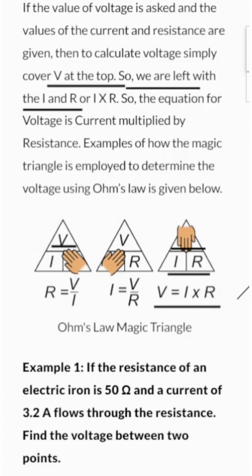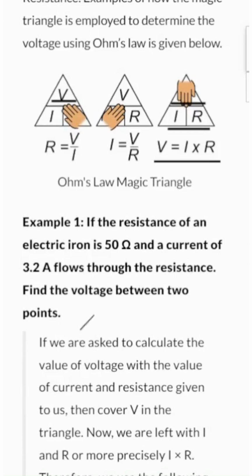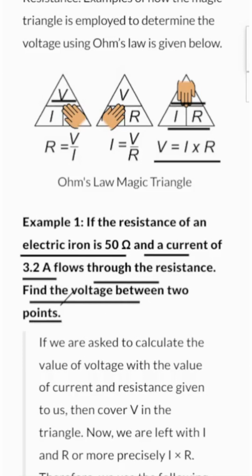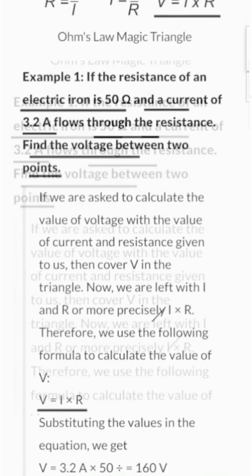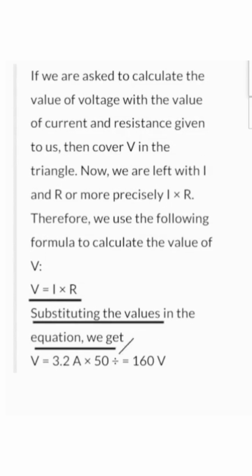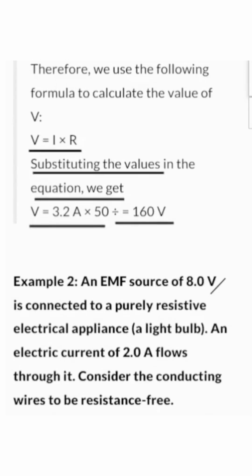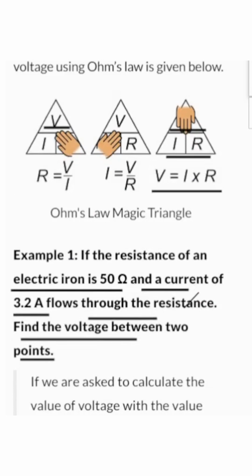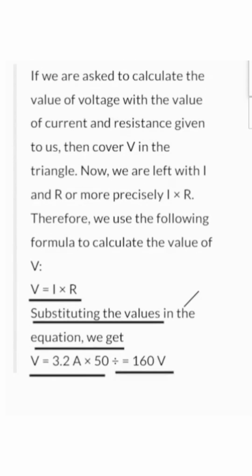Let's apply the magic triangle to a real-world situation. Say we have an electric iron with a resistance of 50 ohms and a current of 3.2 amperes flowing through it. To find the voltage between 2 points, we use the formula we just learned. V is equal to I into R. Now, let's substitute the values into the equation. V is equal to 3.2 amperes times 50 ohms is equal to 160 volts. Isn't it fantastic how the magic triangle simplifies the calculation? You just multiply the current, 3.2 amperes, by the resistance, 50 ohms, and there you have it.